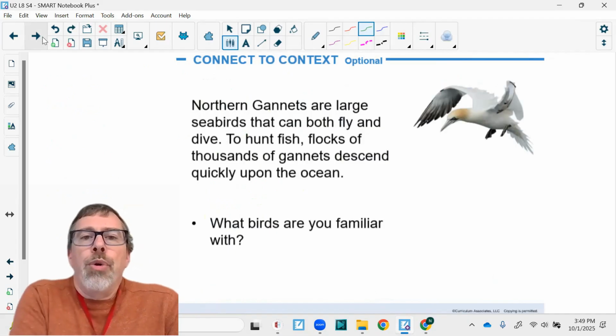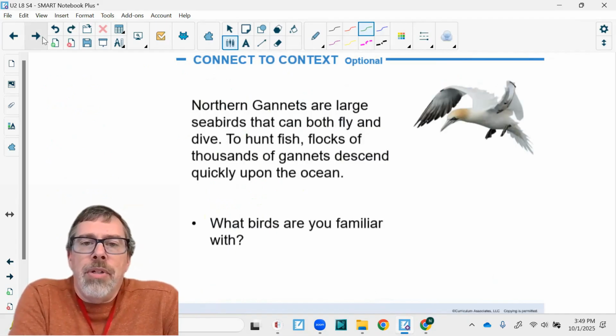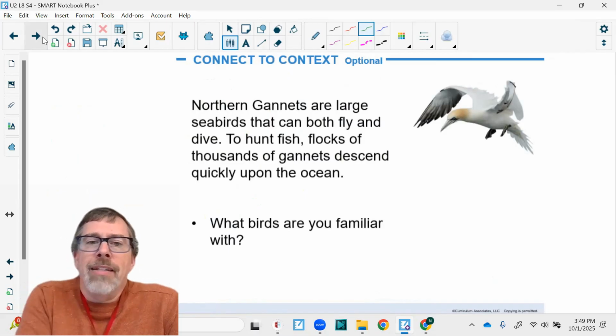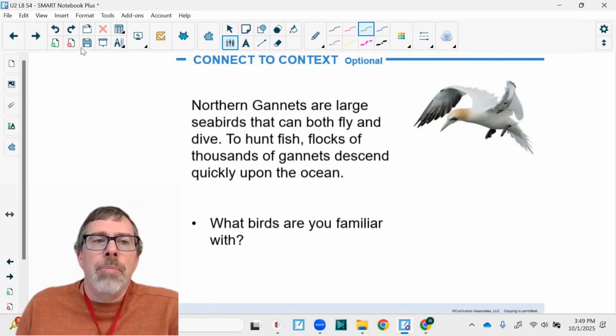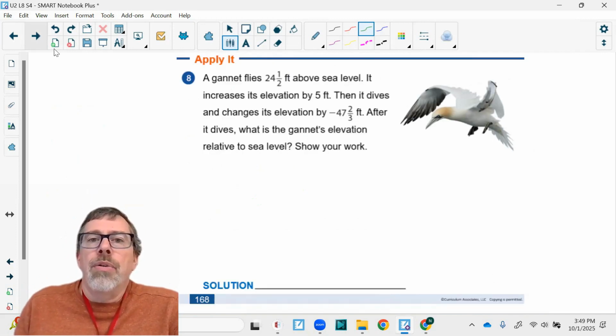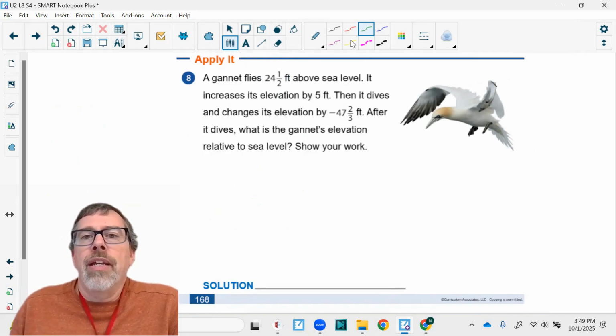All right. Northern gannets are large seabirds that can both fly and dive. To hunt fish, flocks of thousands of gannets descend quickly upon the ocean. So here's a gannet question. Okay, they gave us the background of what it is.